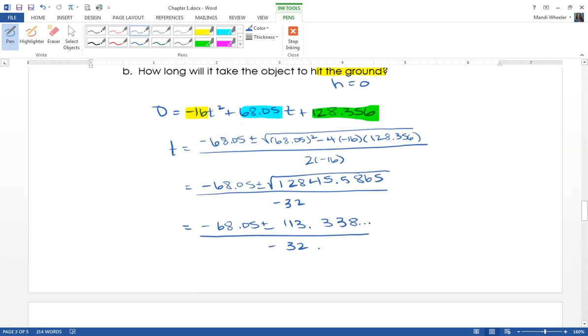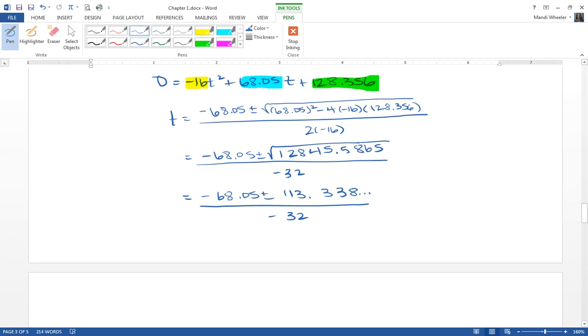I don't want to retype all of that in my calculator, so I'm going to open parentheses, negative 68.05 plus, then second answer, and divide that by negative 32. That gives me a possible answer of 1.415. We don't really want that one because it is the negative time. That doesn't make sense.